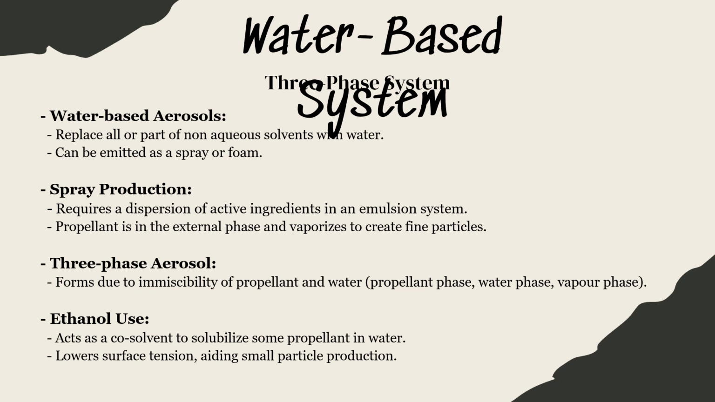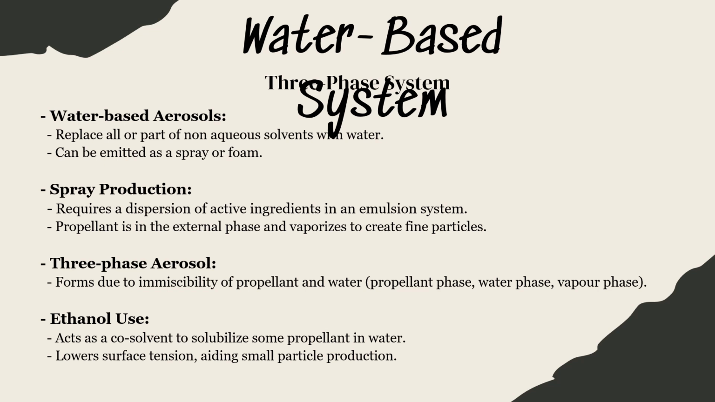Water-based systems. Water-based aerosols replace all or part of the non-aqueous solvents with water, and can be emitted as a spray or foam. Spray production requires dispersion of active ingredients in an emulsion system. Propellant is in the external phase and vaporizes to create fine particles. Three-phase aerosols form due to immiscibility of propellant and water: propellant phase, water phase, vapor phase.